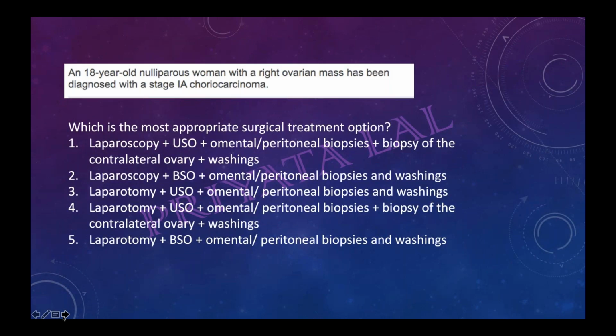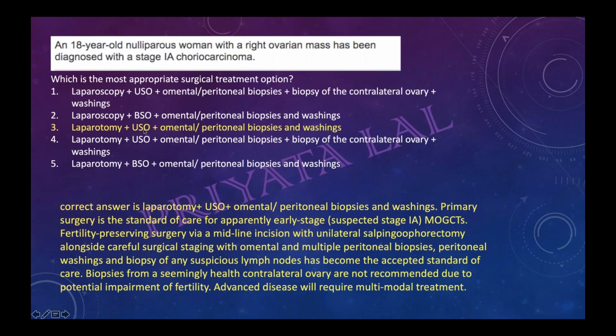Okay, another question. 18 years old girl with right ovarian mass, stage 1 ovarian choriocarcinoma, what will you do? Ma'am, it's three. It's three without any contralateral biopsy. We need not take that. Yes, so it is 3 only. Very good. It is laparotomy, unilateral salpingo-oophorectomy, omental and peritoneal biopsies, and washings, because she's a young girl with early stage tumor.